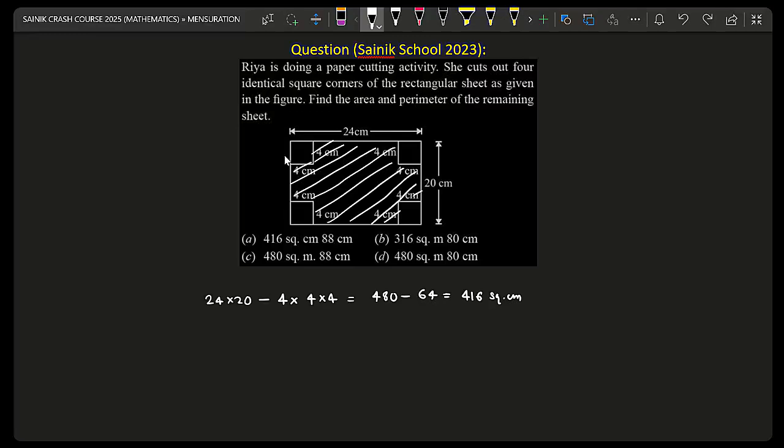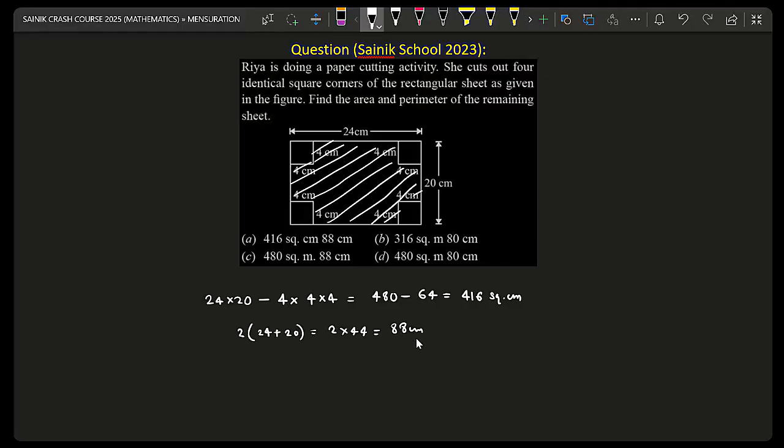Sir, 2 into L plus B. So you can do simply 2 into 24 plus 20. So I hope everybody understood the perimeter of the shaded part is the same as the perimeter of the original rectangle before cuts, because two parts are removed from the perimeter and two parts are added to the perimeter. So there will be no change in the perimeter. So it is 2 multiplied by 44. What is the answer? Sir, 88. Yes, 88 centimeters.